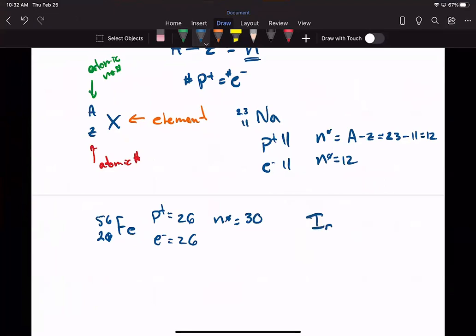Let's do iridium. Iridium is 192 and 77. And I know that because I used to work with iridium quite a bit, which means protons, 77, electrons, 77, and the number of neutrons, 192 minus 77, 115 neutrons. Okay.